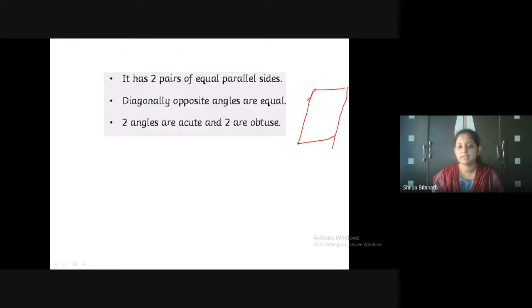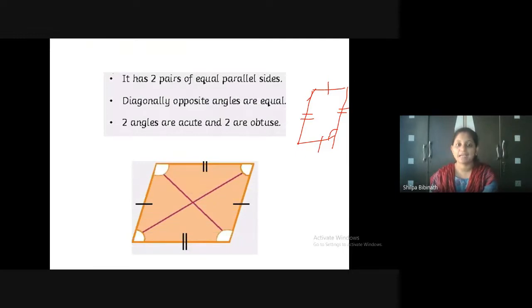This angle and this angle will be equal. It has two pairs of equal parallel sides. This pair is equal, this pair will be equal. Two pairs of equal parallel sides. What shape is it? It is nothing but a parallelogram.